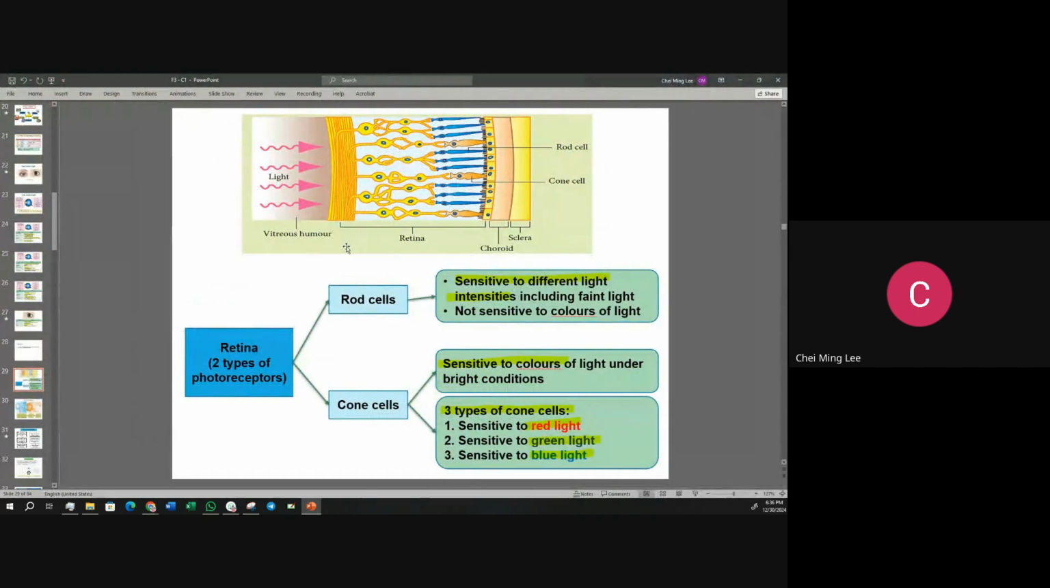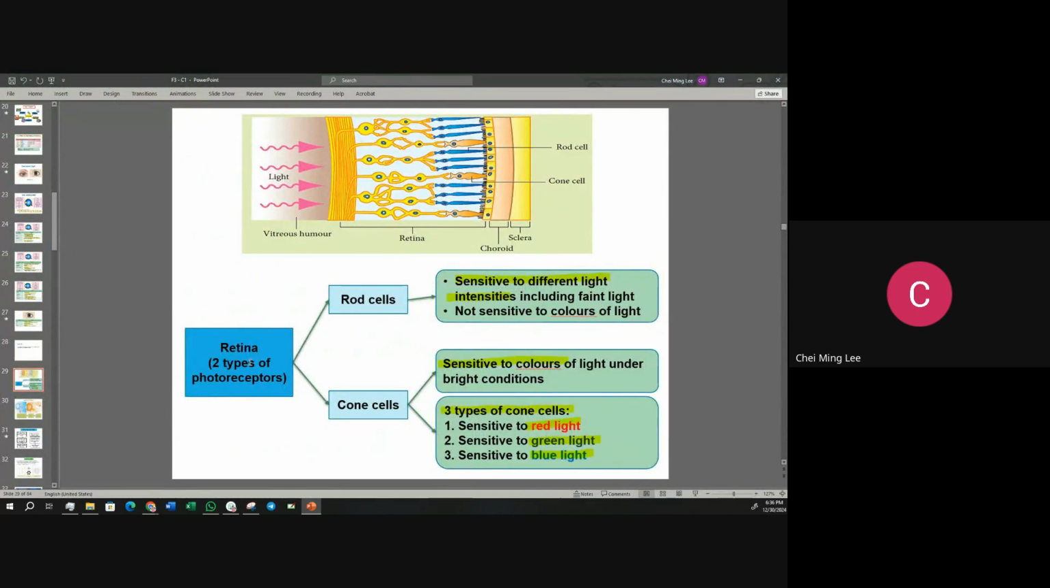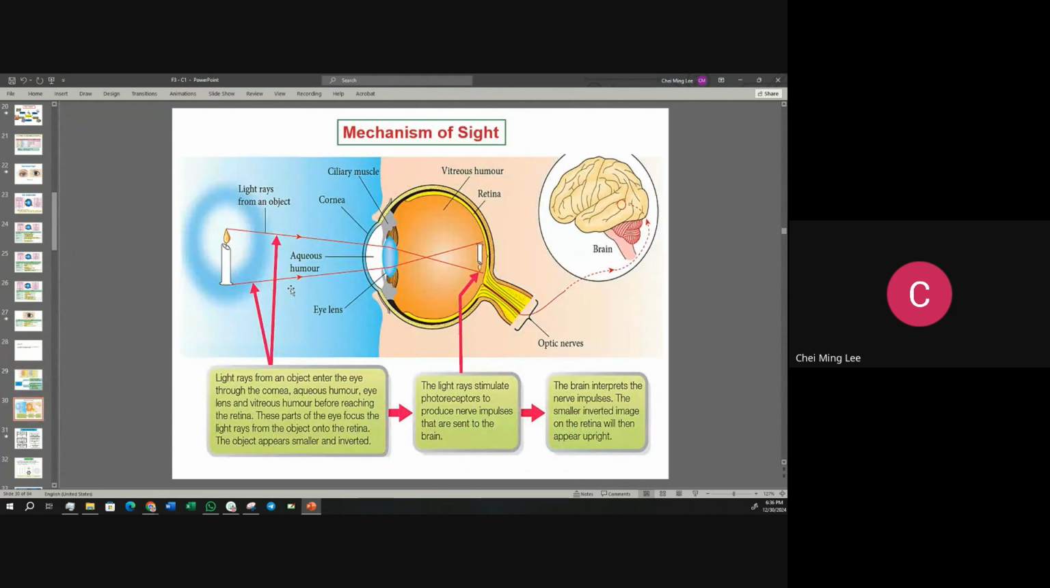All right, so last class we have already finished the sight part, so let us see the mechanism. So what happened is this is the object normally. The light rays from an object will enter the eye through the cornea here, okay, then the aqueous humor, and then into the eye lens and vitreous humor. This is the vitreous humor, okay, before reaching the retina.